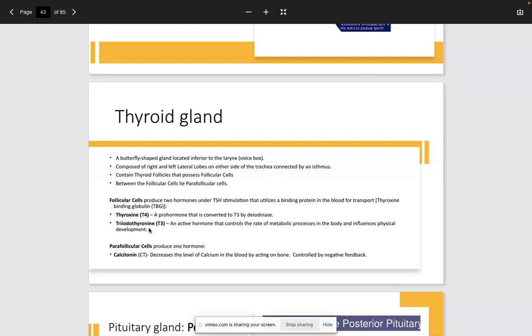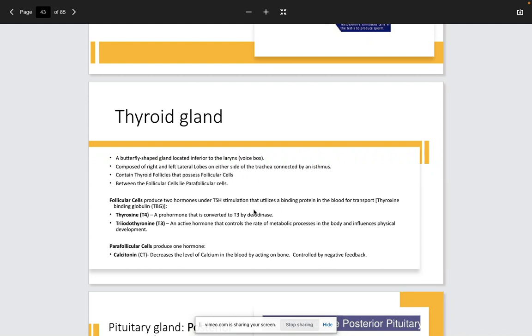Again, the follicular cells release thyroid hormone. T4 is a prohormone that is converted to T3 by an enzyme called deiodinase. T3 is the active hormone that controls the rate of metabolic processes.